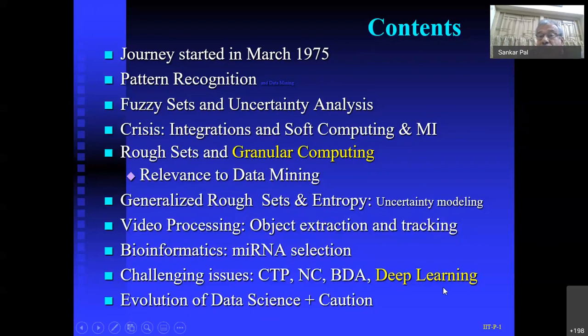Without deep learning, nowadays, no talk on AI or data science, machine learning is complete. At the same time, I'll talk about some caution, in a positive sense, caution that has to be taken care of, because now the subject has evolved to data-driven science. So these are all integrated subjects. Without machine learning, you cannot do data science. Without data science, it has no value.